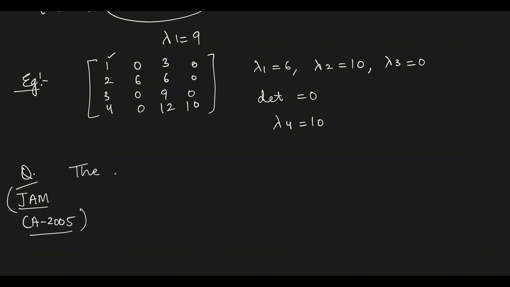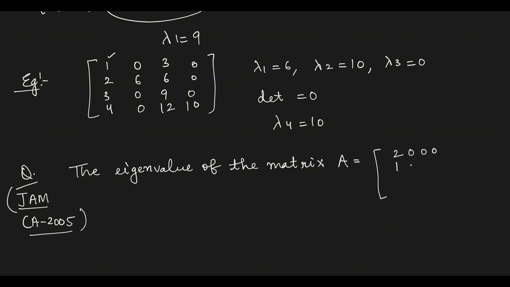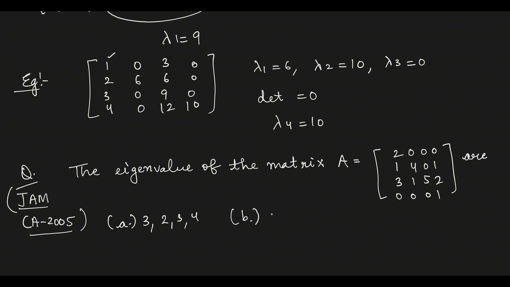The eigenvalues of the matrix A equal to 2 0 0 1 4 0 1 3 1 5 2 0 0 1 are: option A 3 2 3 4, option B 4 5 1 0, option C 0 3 4 5, and option D 1 2 4 5.